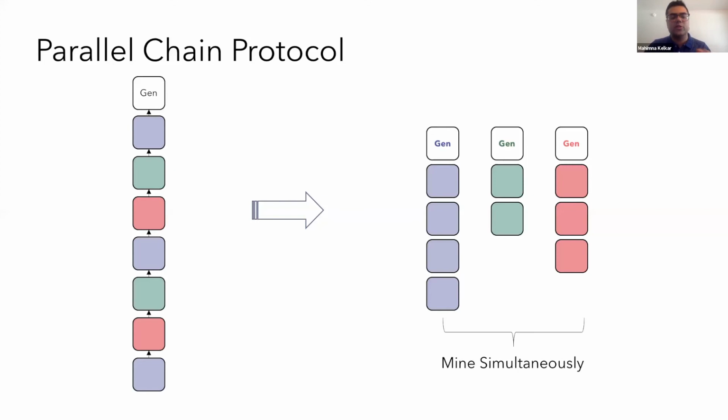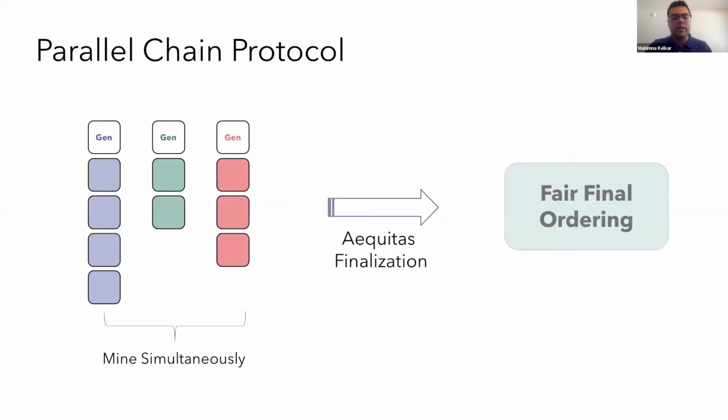So the protocol is very intuitive. The proofs are somewhat complicated, so I won't describe them here. But the idea, again, is the same. We're mining these D chains in parallel now. And again, we'll use this Equitas finalization to extract a fair ordering from the parallel chains.